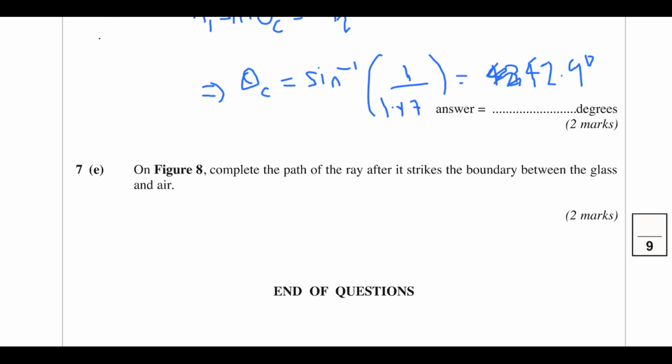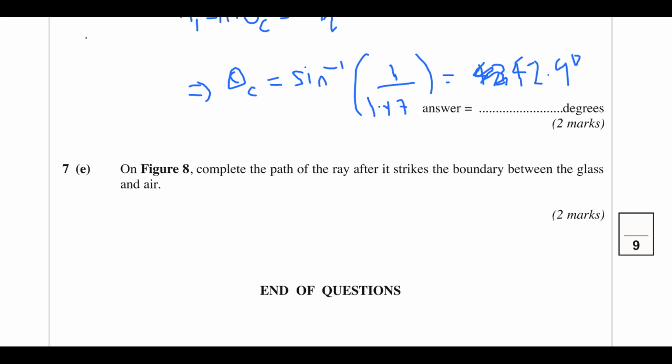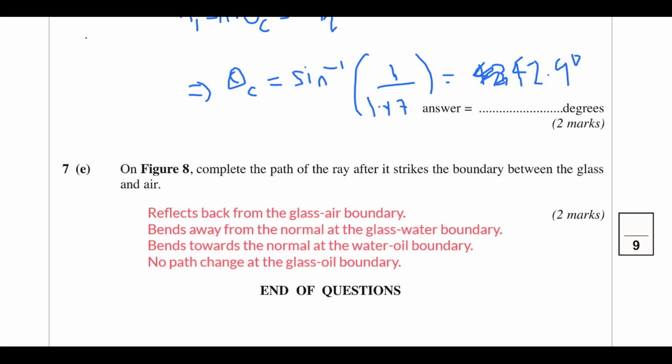Okay, so on figure 8, complete the path of the ray after it strikes the boundary between the glass and the air. So annoyingly, I can't go back and sketch this, so I'm just going to describe what you would see. The first thing you'd see is it reflecting back off the boundary of the glassware with the angle of incidence equal to the angle of reflection. So that's the first thing you'd see.